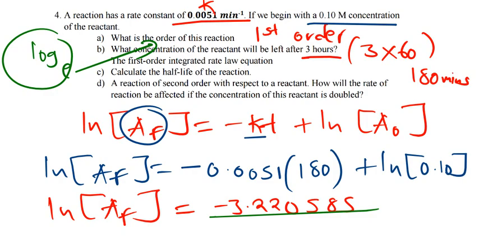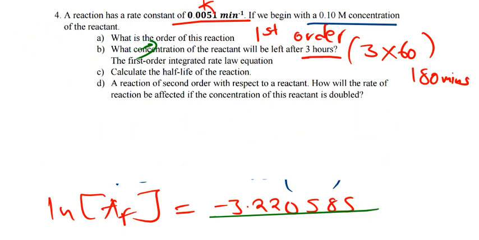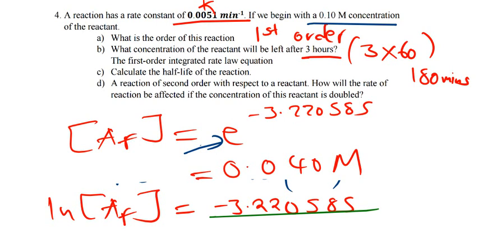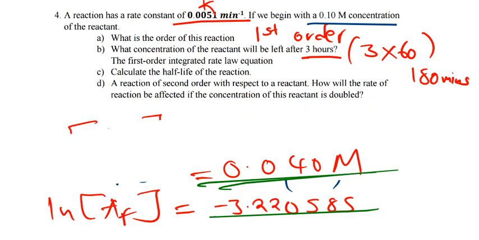So what we have is the natural log of the final concentration is equal to e to the negative 3.220585. Locate the e on your calculator and then add negative 3.220585. The answer you'd get is, no, it should be smaller, 0.040 molar concentration, which indicates that as the reaction proceeded, the concentration was reducing.